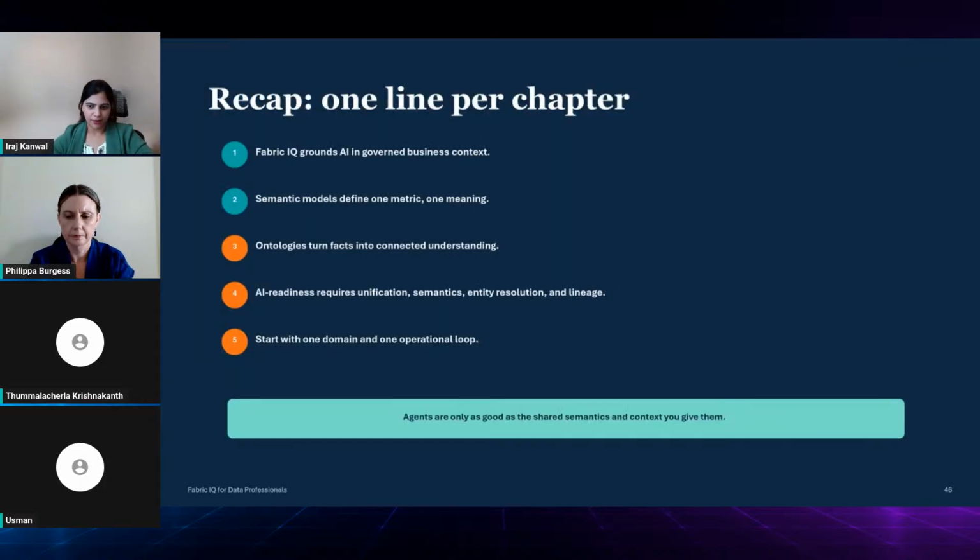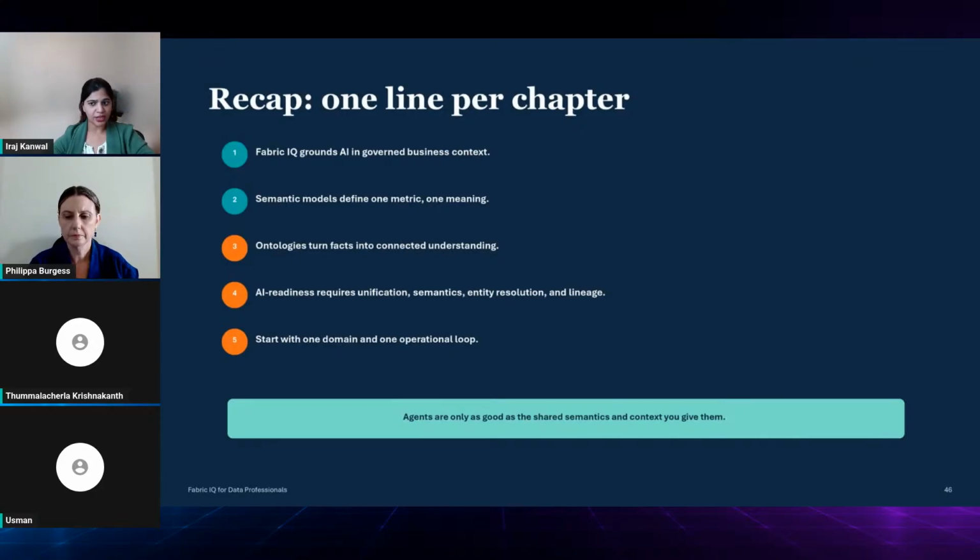So as a recap, I know we have gone through Fabric IQ. We have gone through some features like ontology, semantic models, agents, multi-agency, and having the operational context with the operational agent and the guardrails practices. I wanted to do a bit of a recap on it.